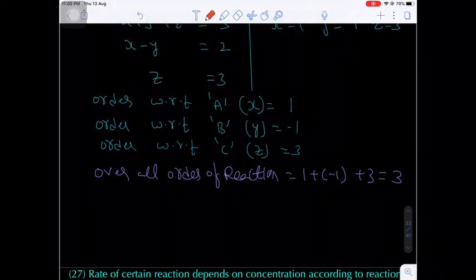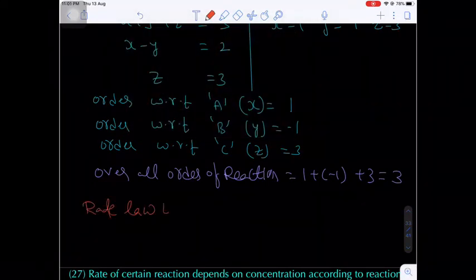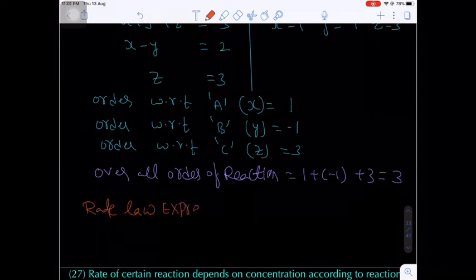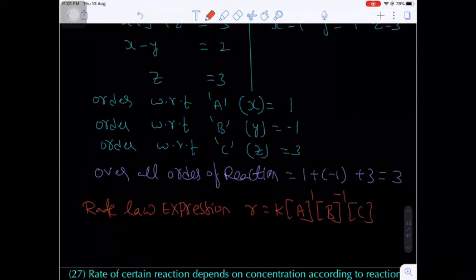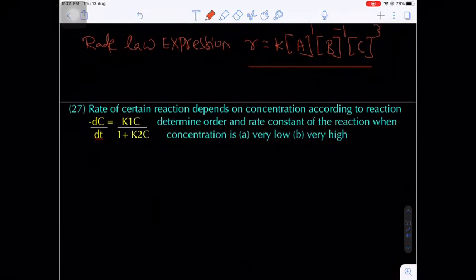Now finally one more question is there, rate law expression. The rate law expression R equal to K into A to the power x, that is 1, B to the power y, that will be minus 1, and C to the power of z, that will be 3. This is the final rate expression. Are you getting my point?